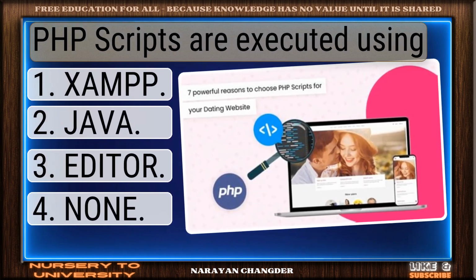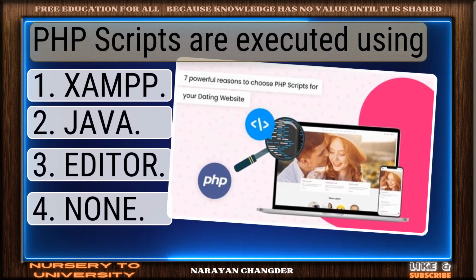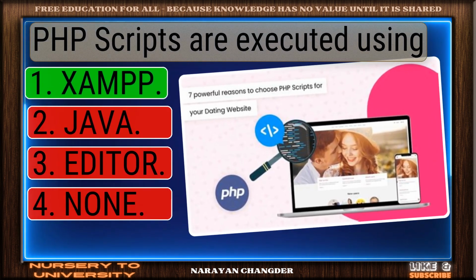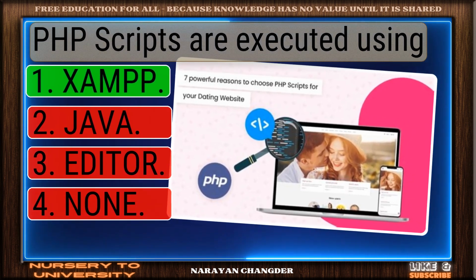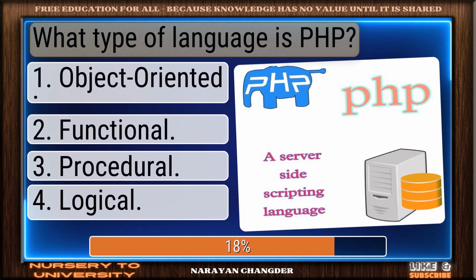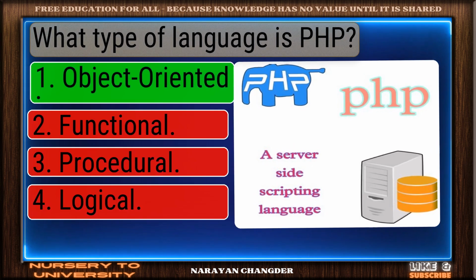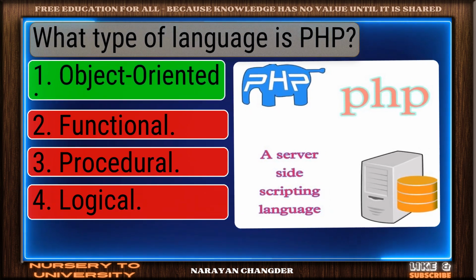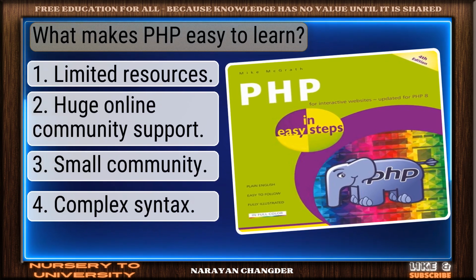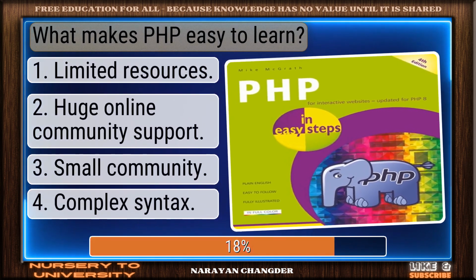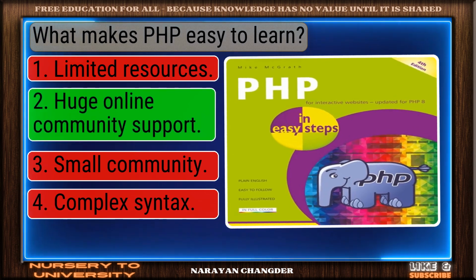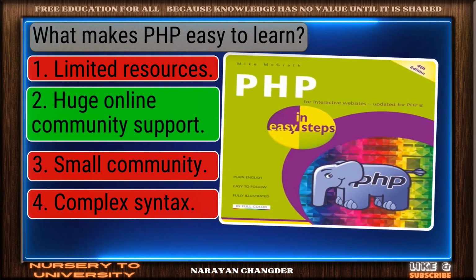Question number 58. PHP scripts are executed using. Smart move. XAMPP is an accurate answer. Question number 59. What type of language is PHP? Smart pick. Object-oriented is the correct choice. Question number 60. What makes PHP easy to learn? Excellent. Huge online community support is a brilliant choice.